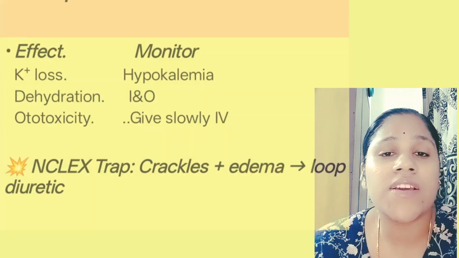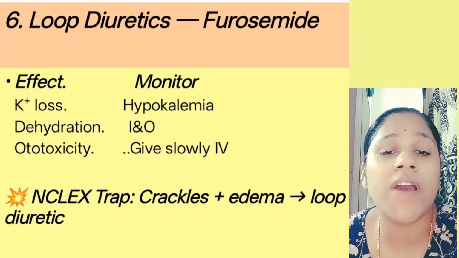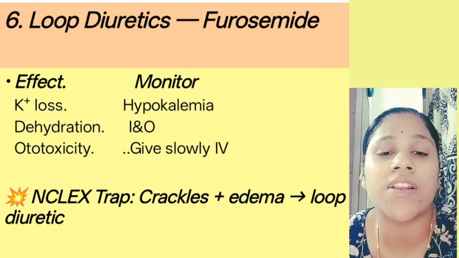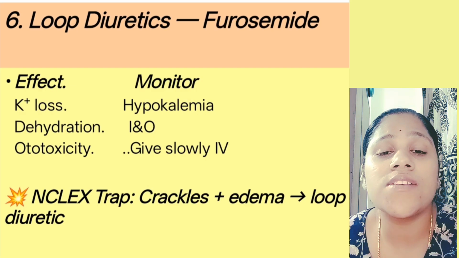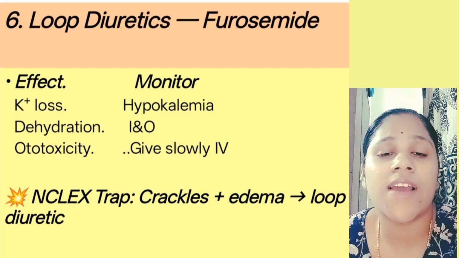Next important topic is regarding the loop diuretics. Yes, the important drug here is furosemide, that is Lasix. The effect is potassium loss. It is a loop diuretic, it causes potassium loss. So we need to monitor for signs and symptoms of hypokalemia. Next thing we need to monitor is dehydration. So we need to monitor the intake output chart when the patient is getting Lasix injection or tablet.